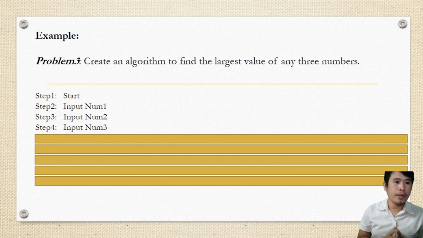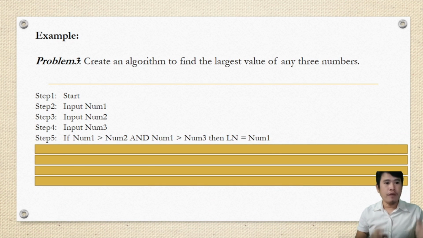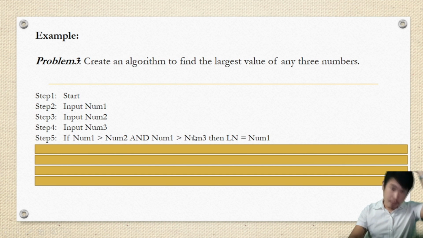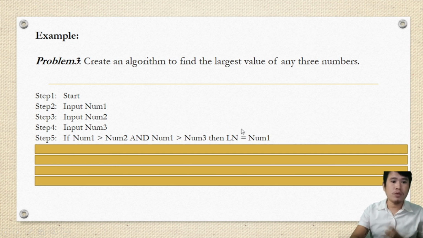Now let's try to compare these 3 numbers by using the relational and logical operator. Okay, so if num1 is greater than num2 and num1 is greater than num3, then largest number is equal to num1. Okay, so akong compare si num1 ka num2 and ako nasa ni compare si num1 kang num3. Then whatever the result is, if it is true, then the value of num1 will store to ln variable.